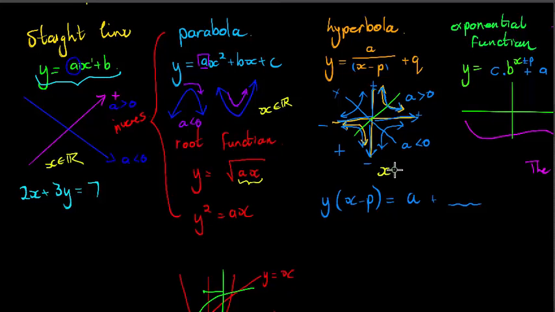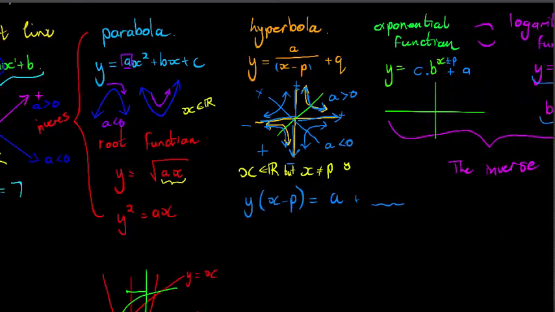So x is not allowed to be p. x can be anything. So we write x is any real number, but x cannot equal p. Make sense? Okay, so this is my domain.